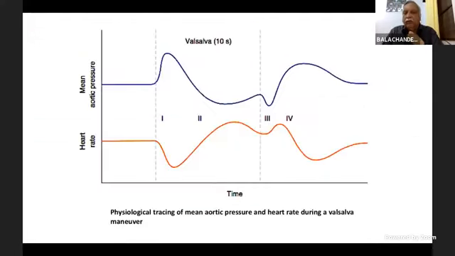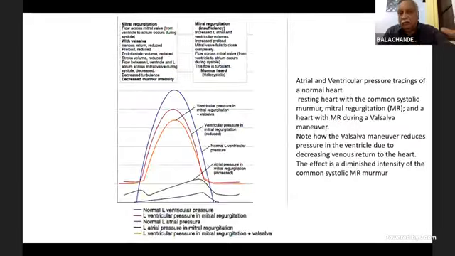This is just for demonstration purposes. And this is just a physiological tracing of the mean aortic pressure. In case you want to draw in the exam, you can use these diagrams to draw.